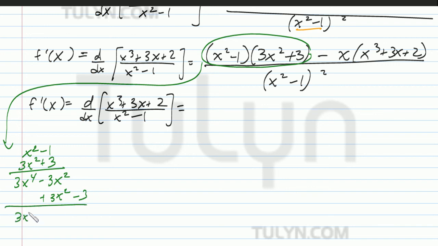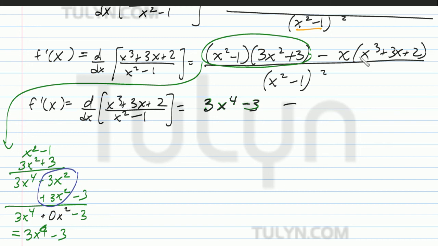So it'll be 3x to the fourth, and you'll have negative 3x squared and positive 3x squared. They cancel out, so it'll be 0x squared, minus 3. So right here I'm going to write 3x to the fourth minus 3. I'm going to outline it in black so you can see it better.